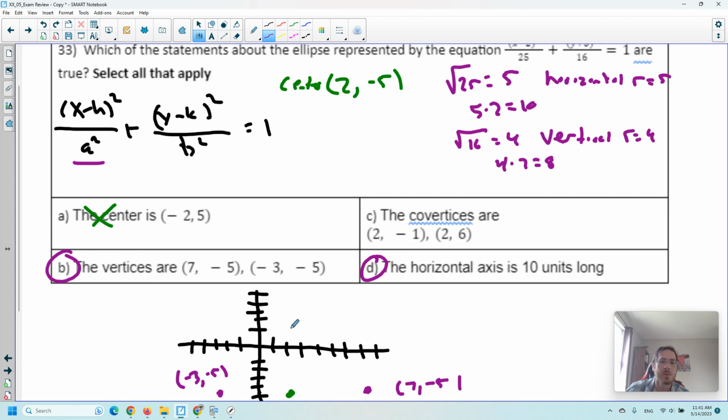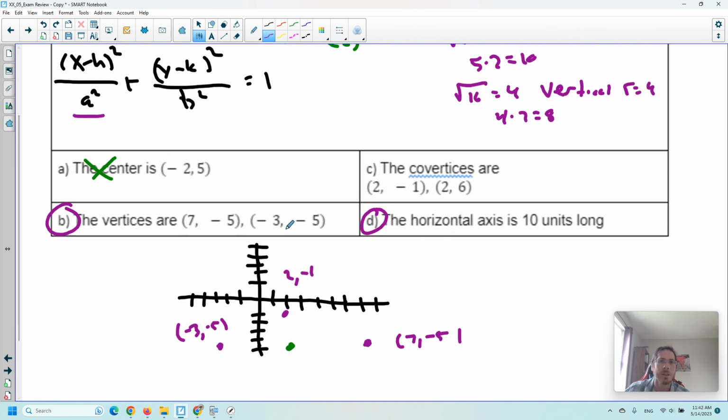My co-vertices would be if I went in the y direction here, because the y is less than the x. So if I did that, I got to go 4. So from here, I go 1, 2, 3, 4. So that's at 2, negative 1. All right, that checks out. But I got to go down 4 also. And I think we can pretty clearly see we're not going to pick this choice because it's not at 6. This is down here at 2, negative 9. So the 6 is wrong.